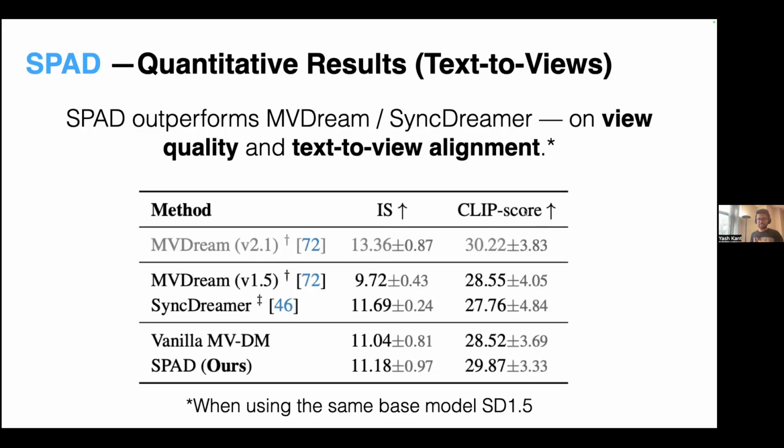There's a quick note here. These numbers only compare quality of generations and text-to-view alignment, and not 3D consistency, which is what we are shooting for with SPAD. We care more about 3D consistency and also about this stuff, but a little less. This is just the generation, and we know that Stable Diffusion already does it pretty well.